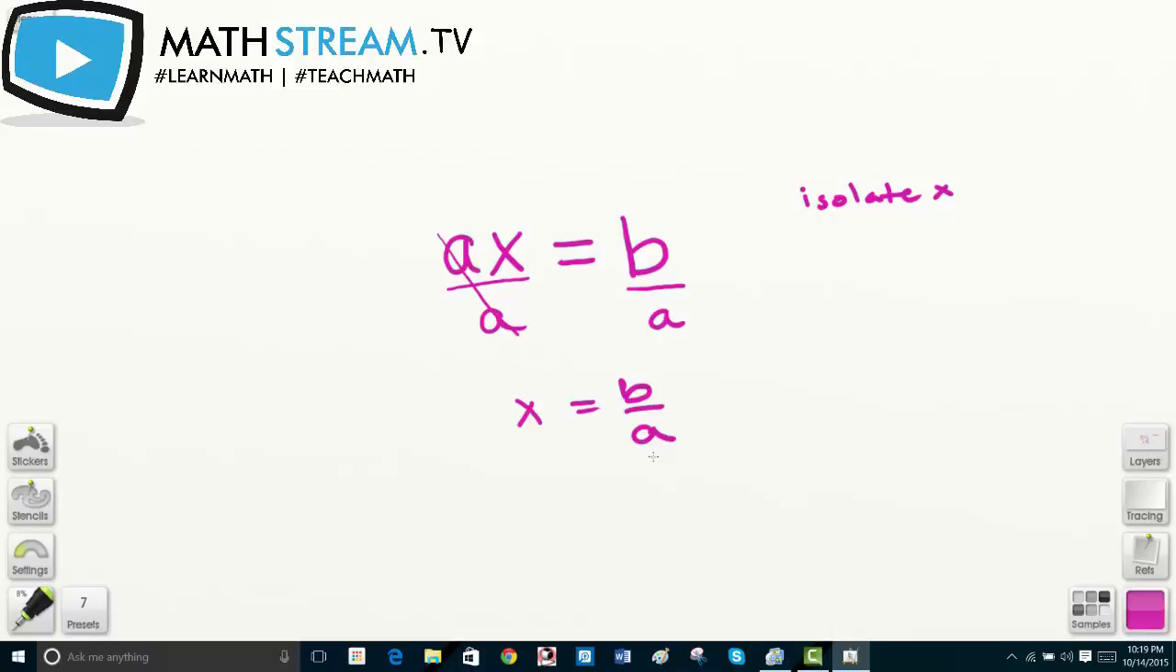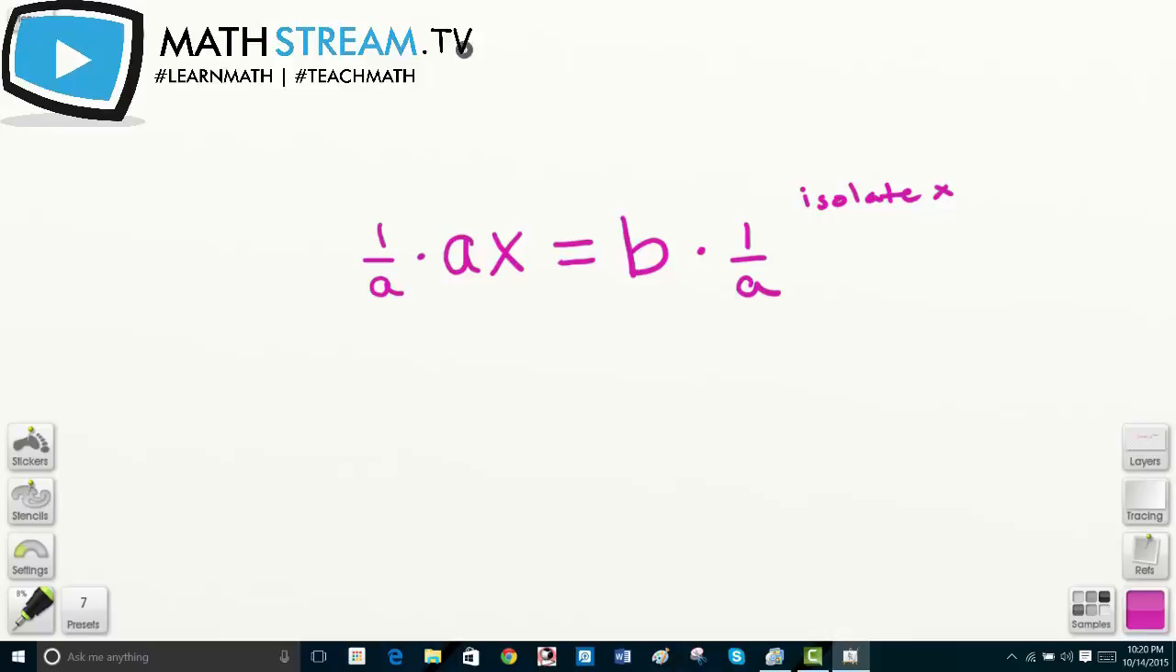Now, it would also be equally valid if instead of dividing by a, I described what I was doing in this way. If I said, I'm going to multiply this by 1 over a. So instead of saying I'm dividing by a, I could say I'm multiplying by 1 over a on both sides. Now, we actually do this quite a bit when we talk about equations that involve fractions.